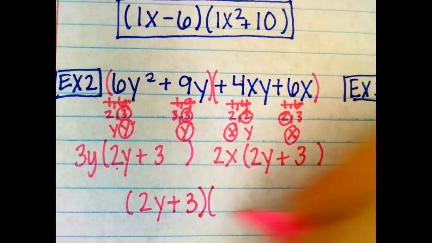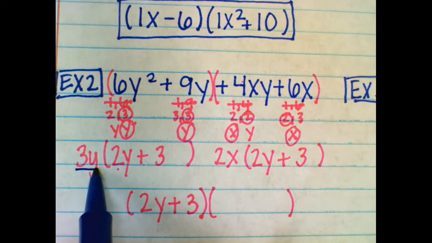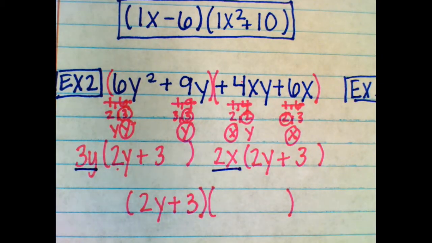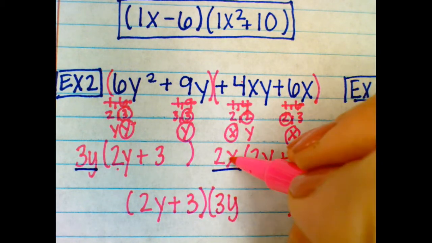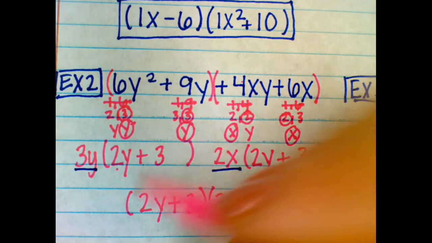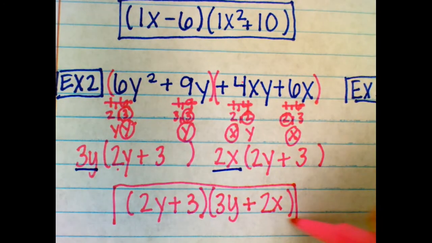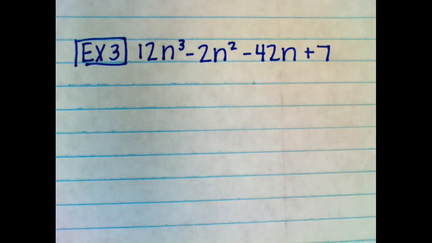And then you should be thinking, okay, what's the other factor? Remember, the other factor comes from putting the GCFs in a parentheses. So 3y is first, and 2x is second, and there was a plus sign in between. So there's my factored form of that polynomial.